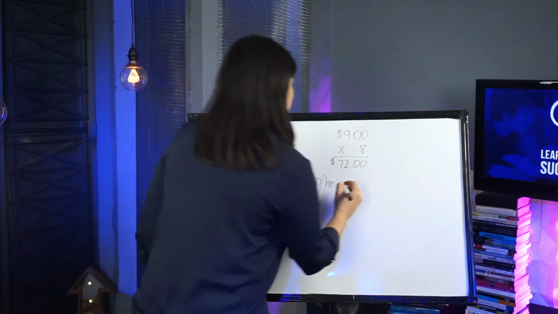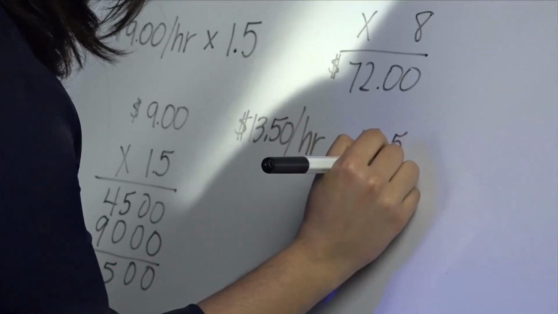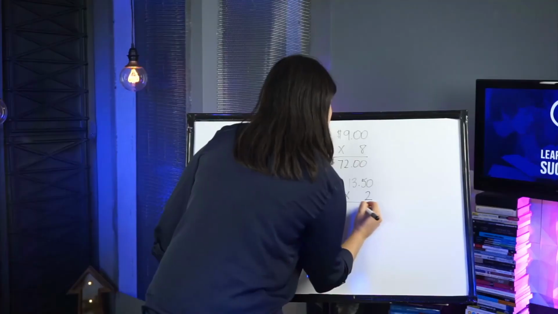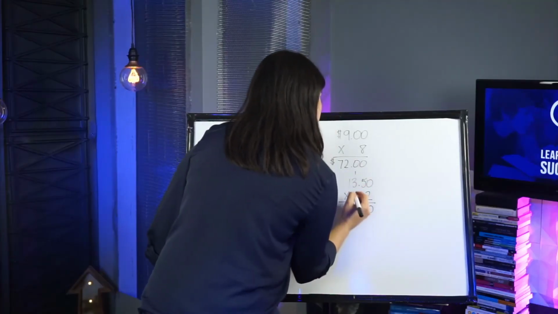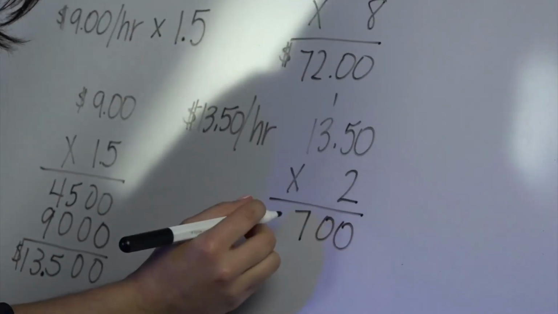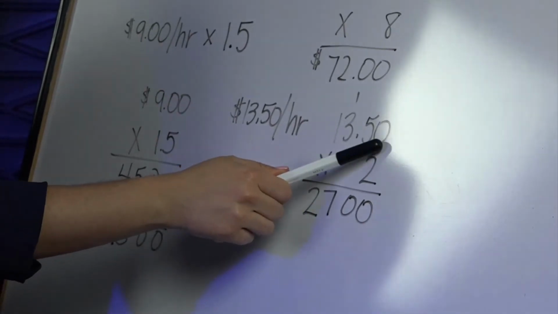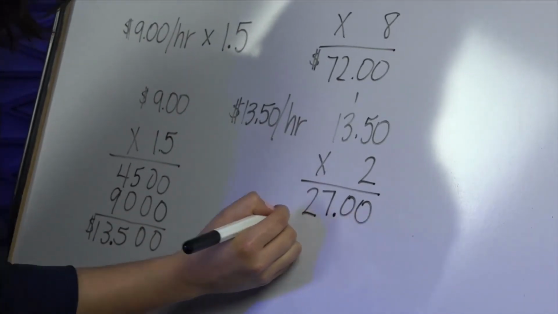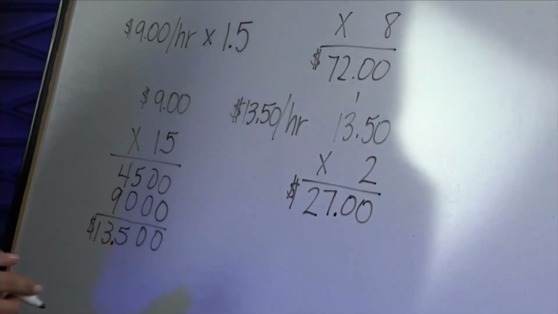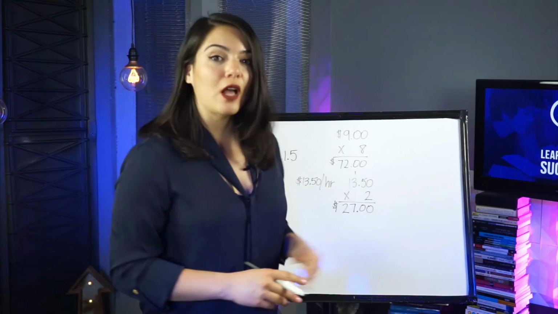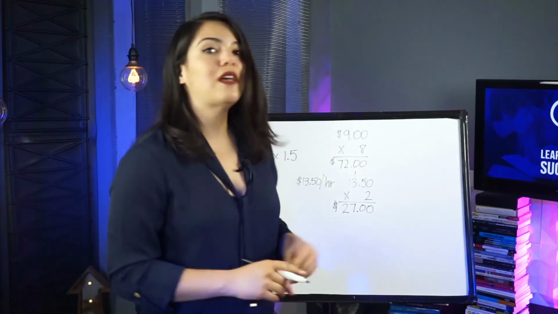Let's see how much that adds up to when it's 2 hours of overtime. $13.50 times 2. We carry the 1. 2 times 3 is 6, plus 1 is 7. 2 times 1 is 2. There are 2 numbers behind the decimal point, so there will be 2 numbers behind the decimal point in our answer. So the first 8 hours that Alan worked on Tuesday, he earned $72. The second 2 hours that Alan worked on Tuesday, he earned $27.